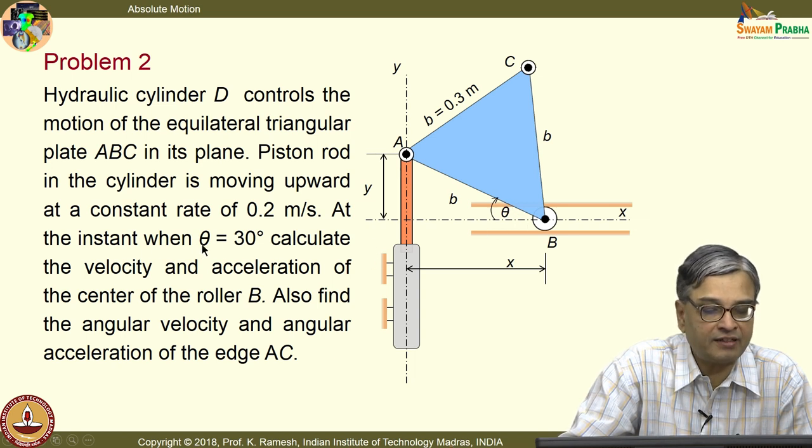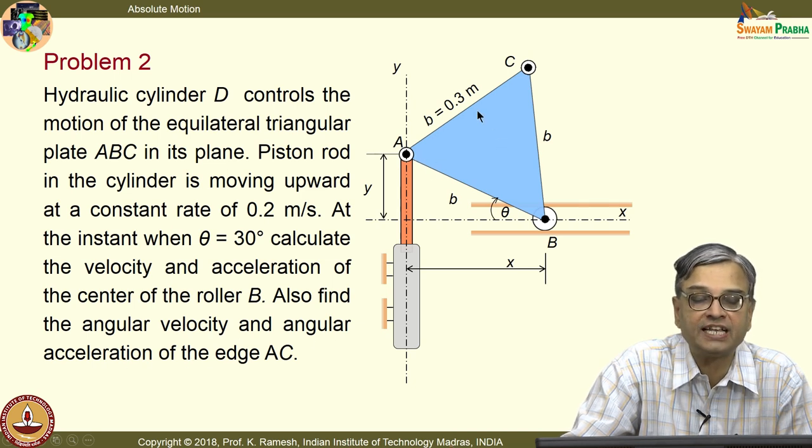At the instant when theta equals 30 degrees, calculate the velocity and acceleration of the center of the roller B. This is one part of the question. The second part of the question is to also find the angular velocity and angular acceleration of the edge AC.